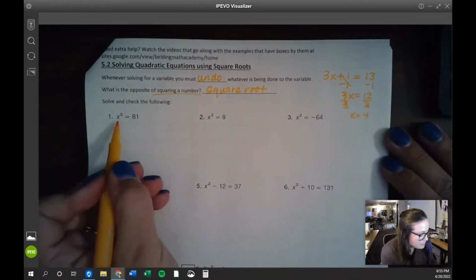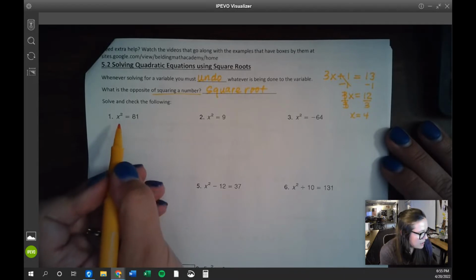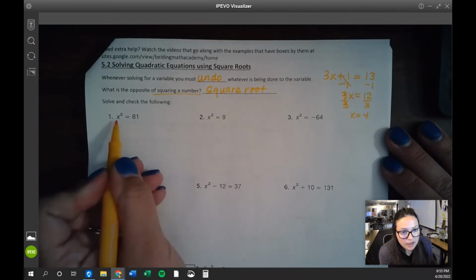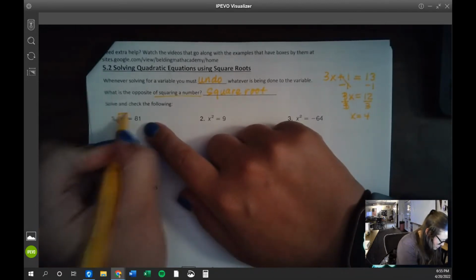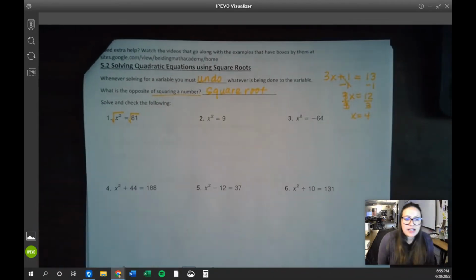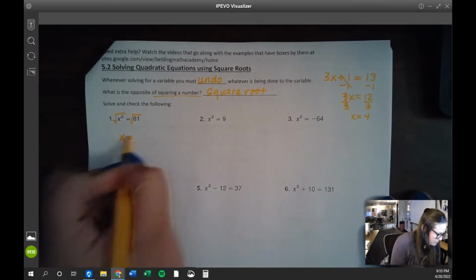So number one, this is like the most basic kind of equation, right? It says x squared equals 81. So how do I undo squaring something? Well, I take the square root. And whatever I do to one side, I do to the other side. Okay? The square root of x squared is just x. They undo each other. So this is just going to be x.